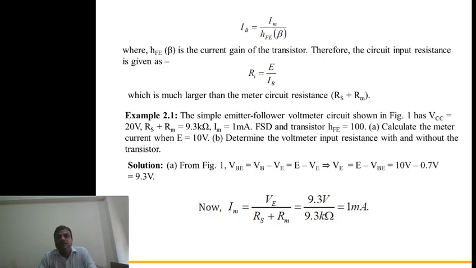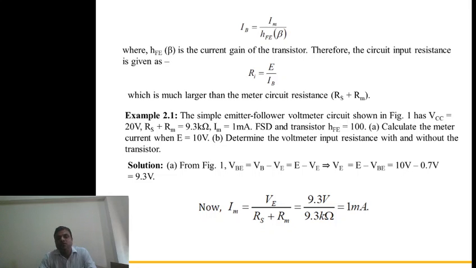Therefore the circuit input resistance is E upon IB, which is much larger than the circuit resistance. Why is E upon IB much larger? Because HFE is large, so IB is small. That's why Ri equals E upon IB. So IB is small, which means Ri is large. So that's all about the trick.